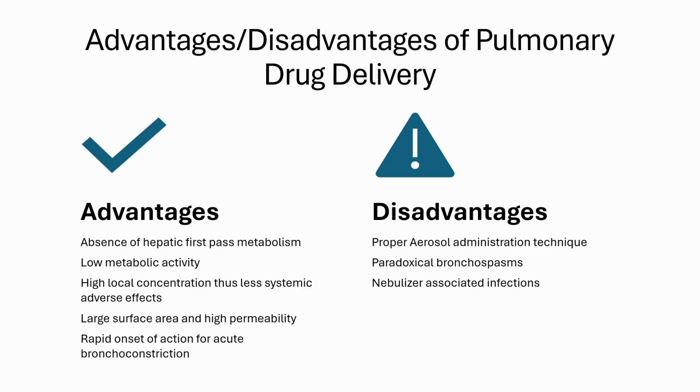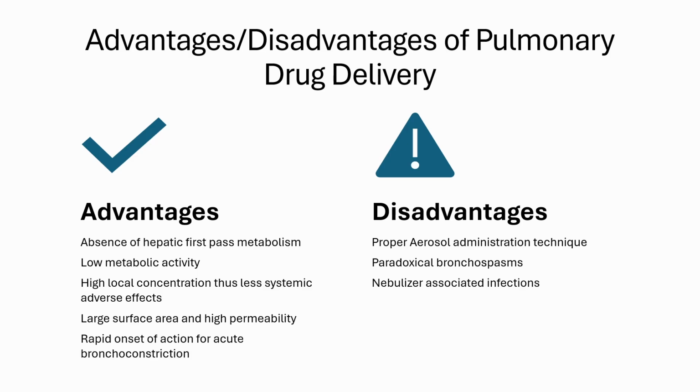There are several advantages to pulmonary drug delivery. Medications that are delivered to the lungs avoid hepatic first pass effect. The lungs have a lower enzymatic activity when compared to the GI tract and the liver. Administration to the lungs achieves a high local therapeutic concentration and lowers the risk for systemic adverse effects. The lungs also have a large surface area, which is highly permeable, allowing for improved drug absorption, and a rapid onset of action can be achieved via this route.